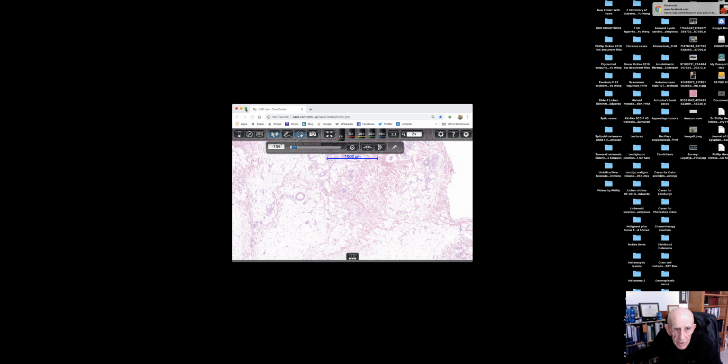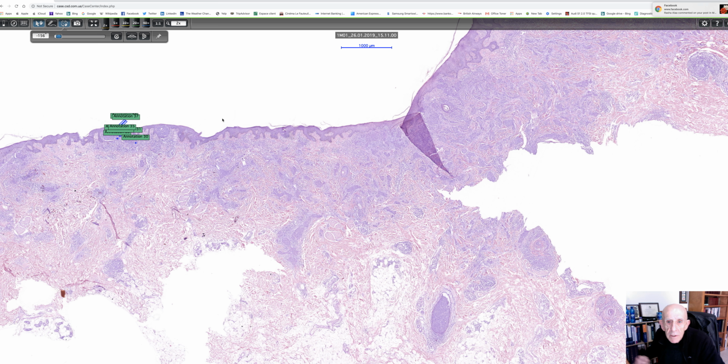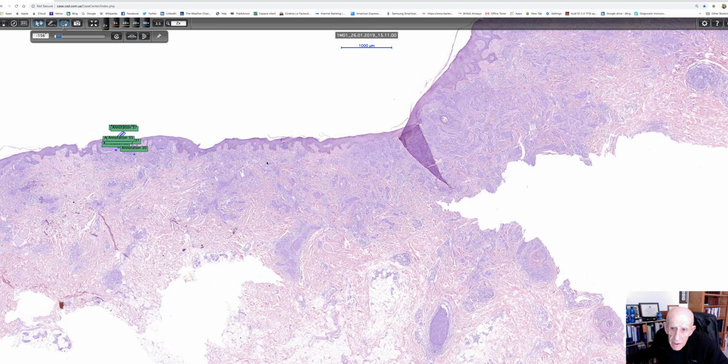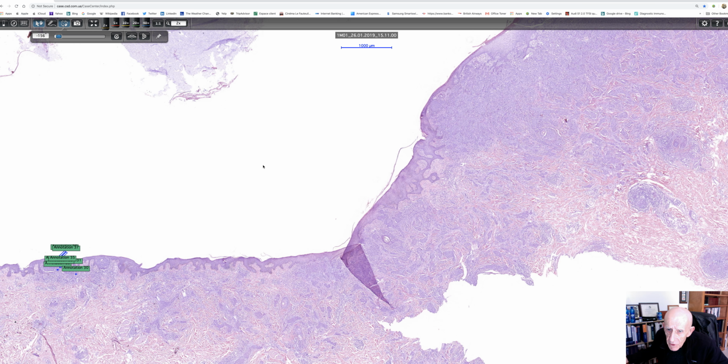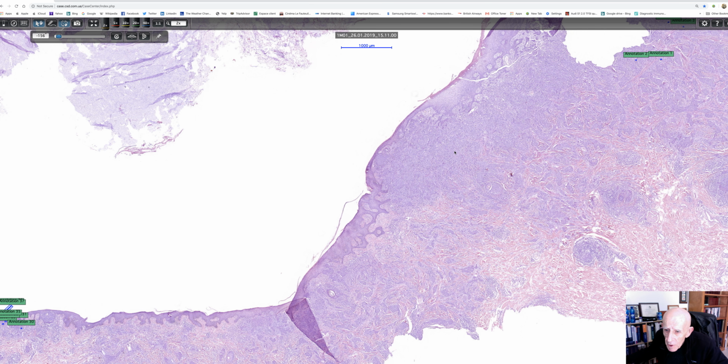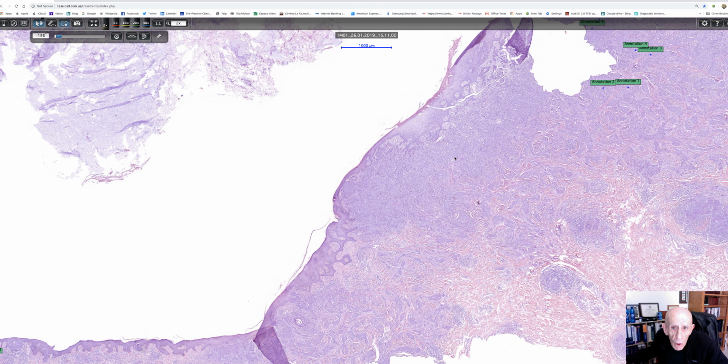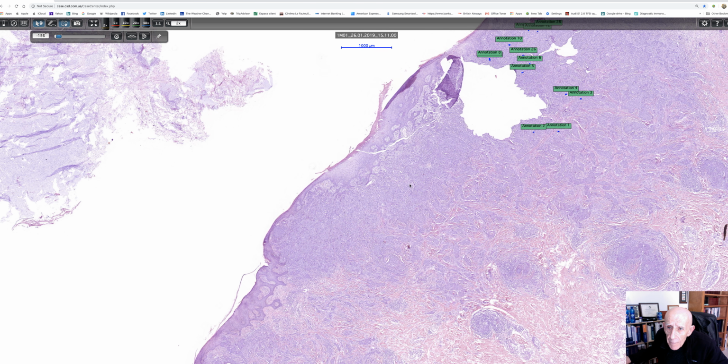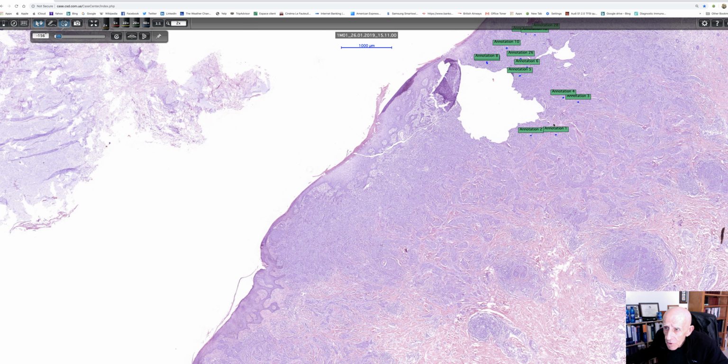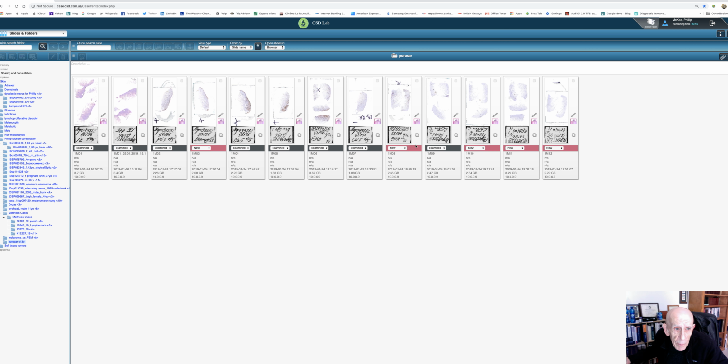This is another interesting case that Antonina Kalmykova shared with me. As usual, I don't have any clinical history, but I do believe this biopsy specimen came from the lower leg. Now, I'm just going to close this window and reopen it to enable me to show you the two pieces of tissue.